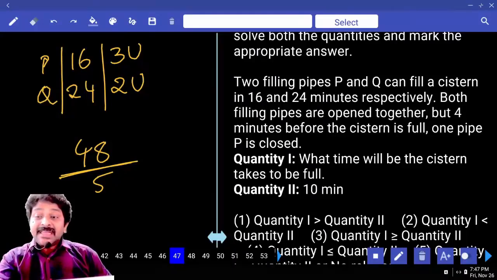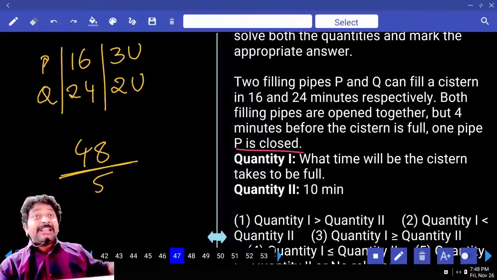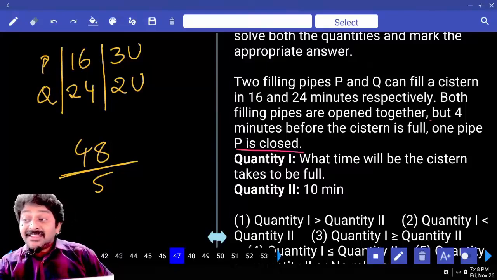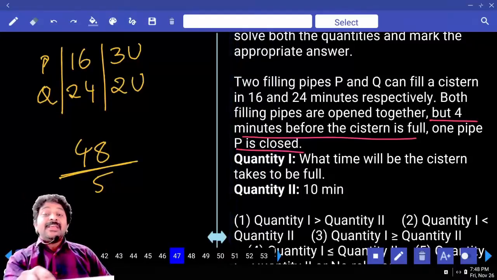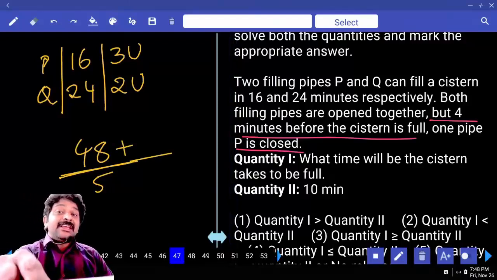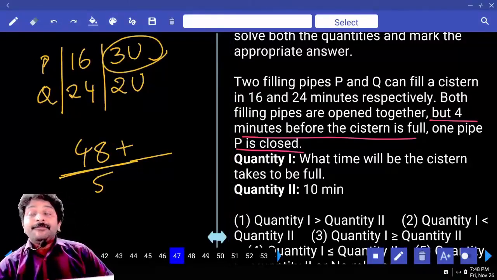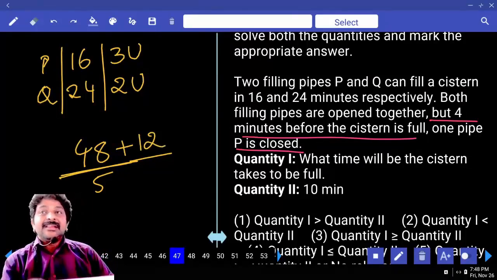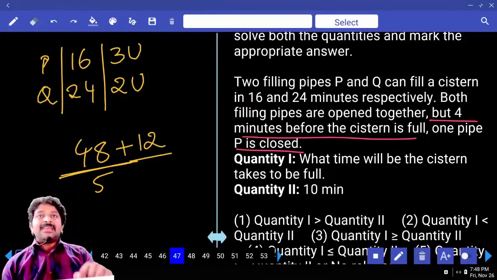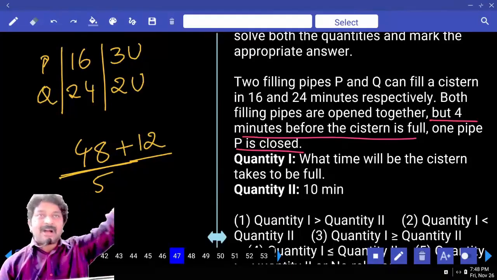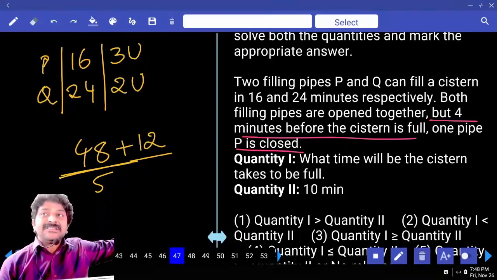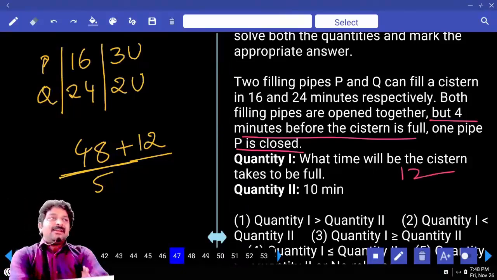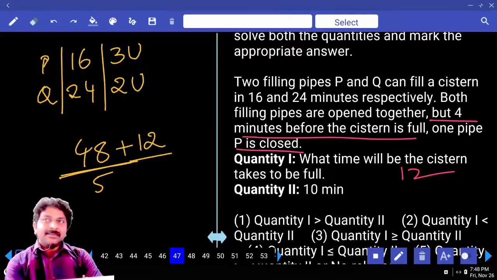Suppose P is also there till the end of the work, can we divide? P is not there for how many minutes? If P is there for 4 minutes, in 4 minutes P would do 4 into 3, that is 12 units of work. I am adding 12 units, keeping an assumption that P is working for the last 4 minutes also. So now can I divide this? 60 by 5, how much is that? Q1 is 12, Q2 is 10. Q1 more than Q2. అర్థమైందా?